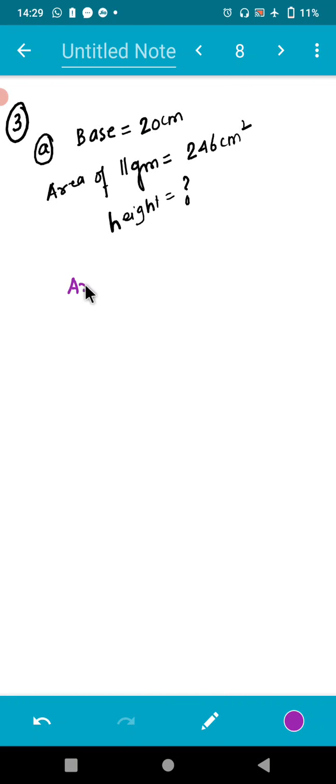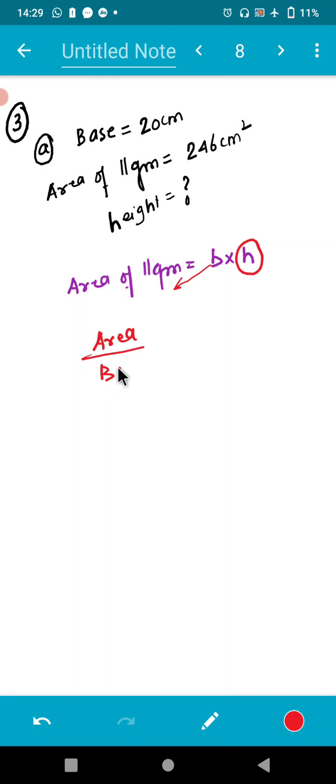So you see, when area is given, what is area of parallelogram? That is base into height, isn't it? Now in this case, height is not given. So you have to find out the value of height or the formula of height. So in this case, you have to transpose this B towards left hand side. So the value will look like area by base, and this would be equals to height. So the formula of height is equals to area by base.